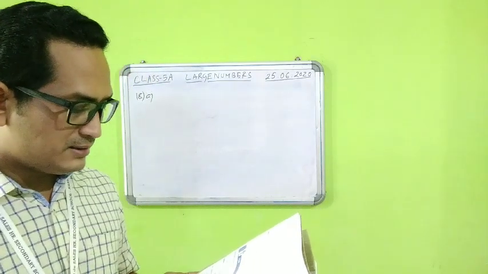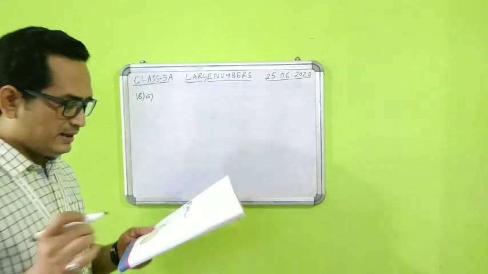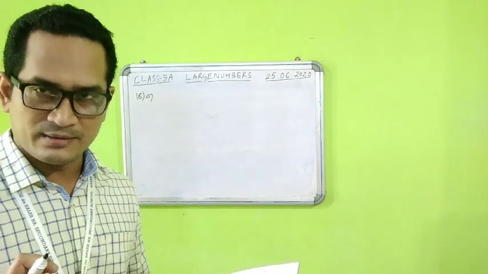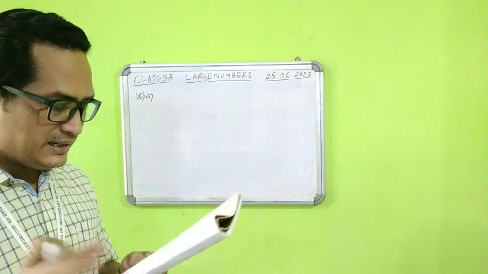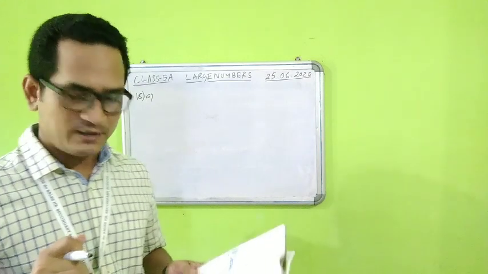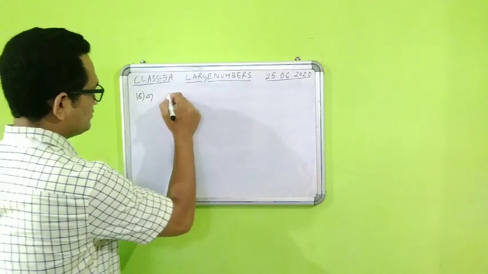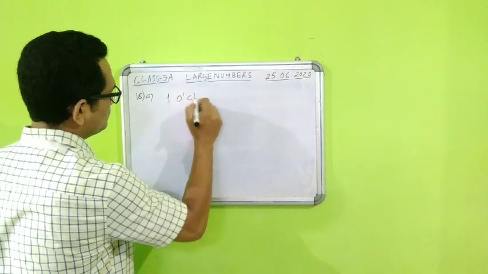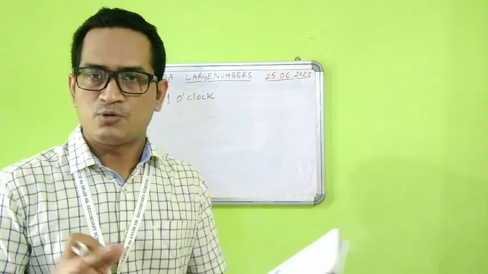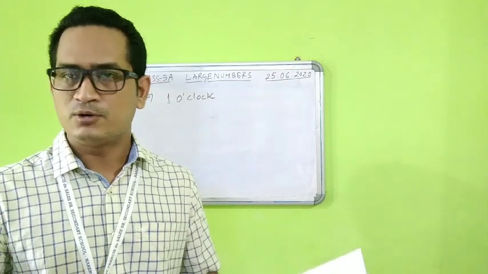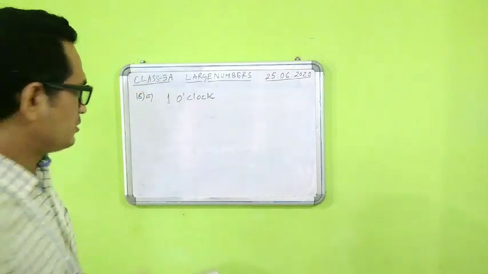For 18A, the hour hand is at 1 because it is pointing towards I, and the minute hand is toward 12, XII means 12. So it will be exactly 1 o'clock. We cannot say AM or PM because the clock will not be able to say whether it is 1 AM or 1 PM. So that's why it will be 1 o'clock.